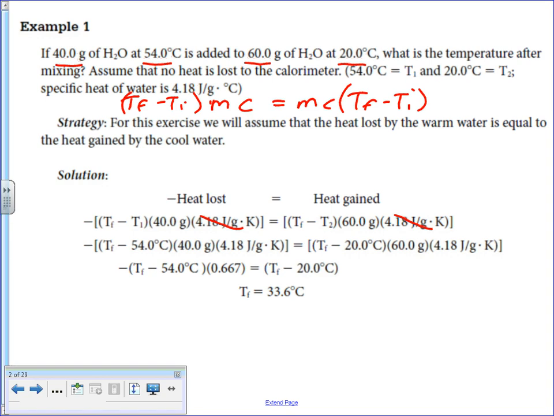You don't have to write down all the math. You should know generally the process. Shake your heads if you got the process. Okay, thank you. It's just solving for T final.